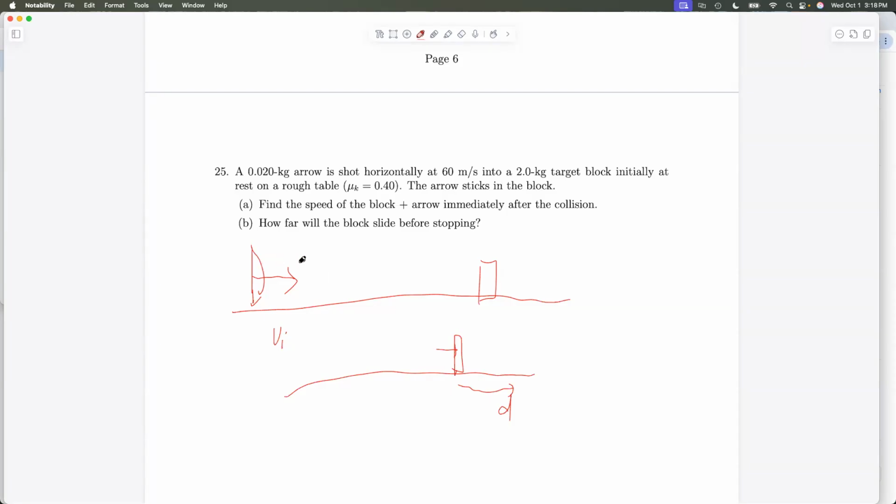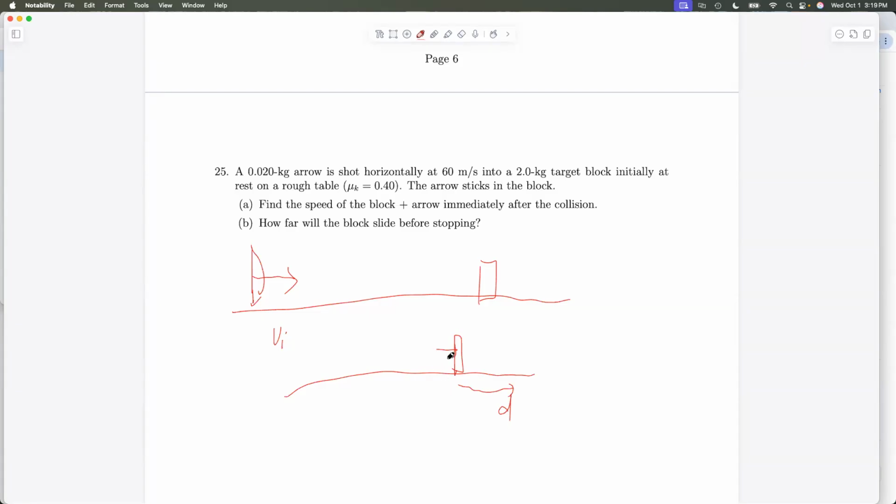So technically the arrow would come down and some of its kinetic energy is converted into potential, which will not get transferred into the block. We're ignoring that. We're saying here the whole time my velocity is 60 meters per second, because it's going to happen so quickly, we're not going to lose much to potential.